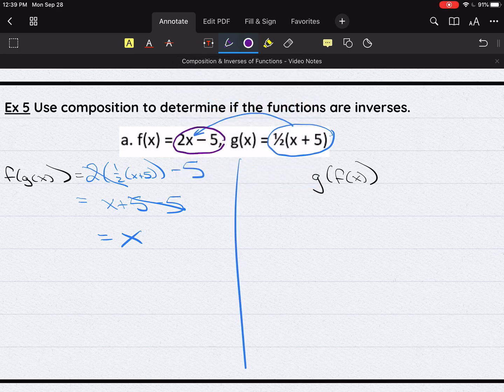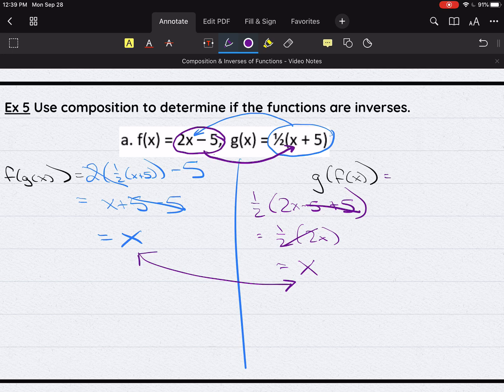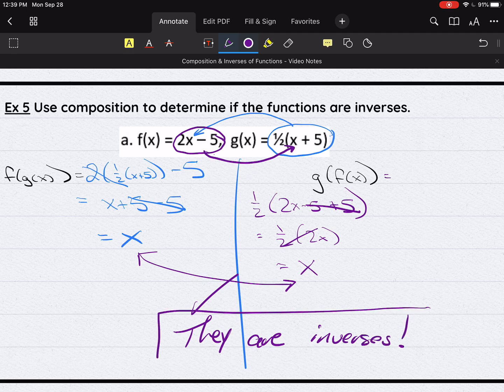Now I need to check the other way. So I'm going to take f of x, and I'm going to plug it in to g. So 1/2, 2x minus 5 plus 5. 5's cancel. The 1/2 and the 2 cancel, and I'm left with x. So since my 2 compositions work themselves down to x, then these are inverses of each other. So we say they are inverses. And that would be my answer, that they are inverses. That's what the question's asking me to find. Okay, so you have to make sure you state that.